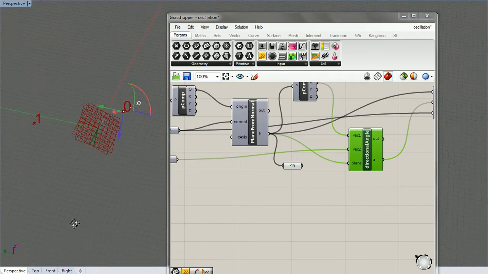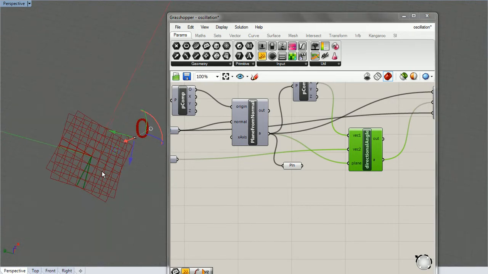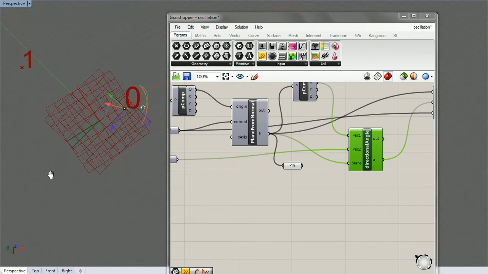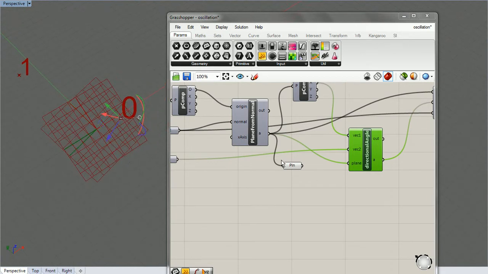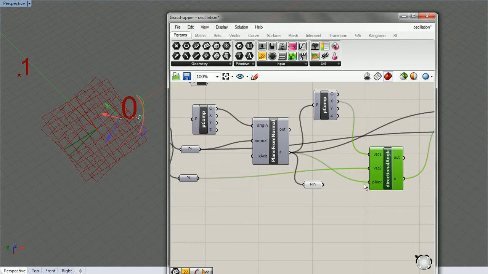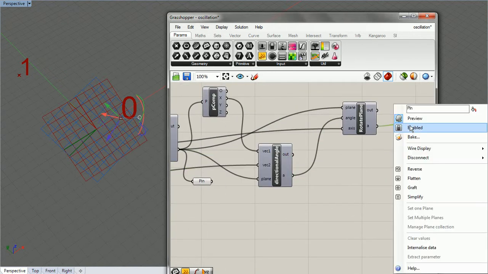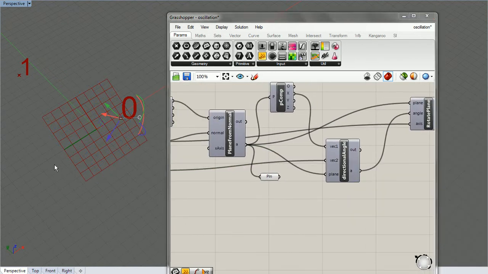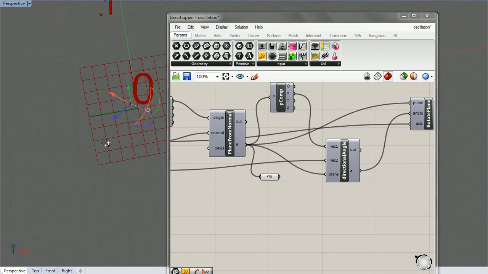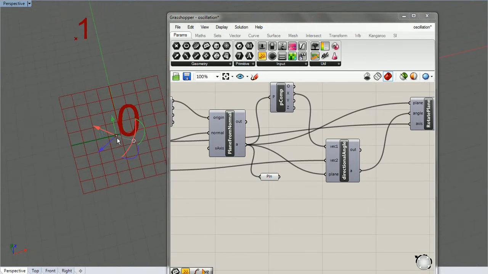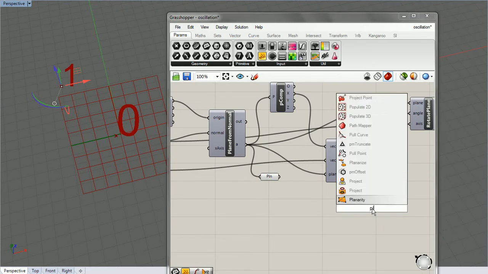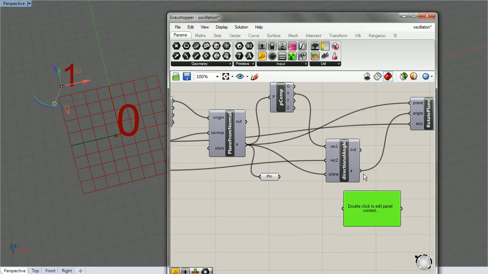And now we want to get the directional angle from inside this plane, from the x-axis to our vector that we pass in right here. So let's take a look at that.